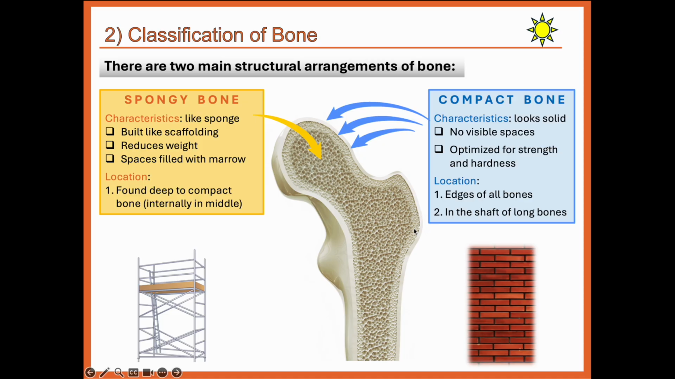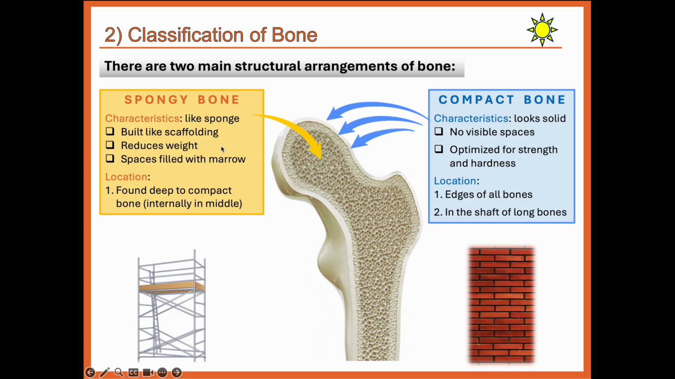It's a good outside, right? And they're located on the edges of all the bones, right? You see the bone over here, all the edge, the outer part is compact bone. Spongy bone, its characteristic is that it looks like a sponge. Do you see these little holes everywhere, right? This is kind of like a scaffold, right? It's very good and sturdy, right, on the inside to have this. So it's built like this scaffold and it reduces the weight.